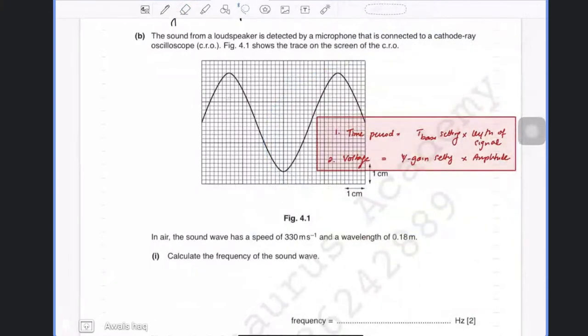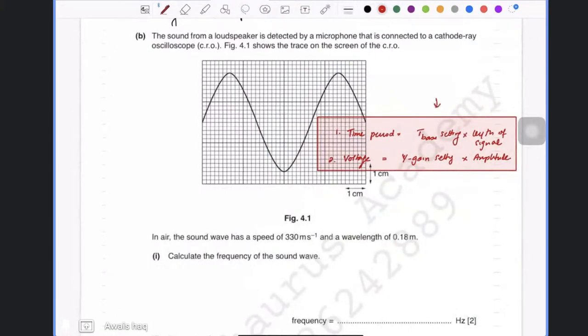So, for this, you only need to know these formulas. They will help you figure out any question they tell you to.